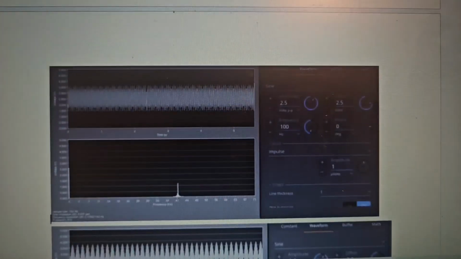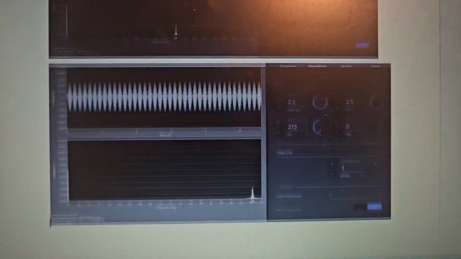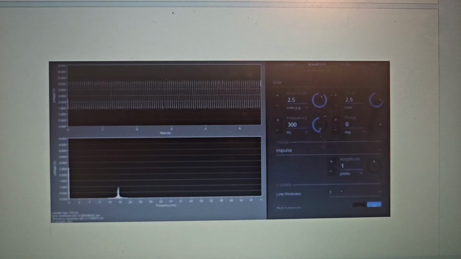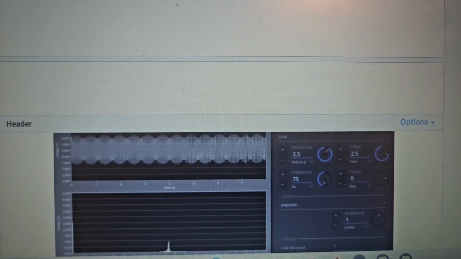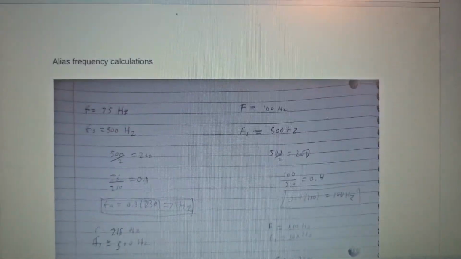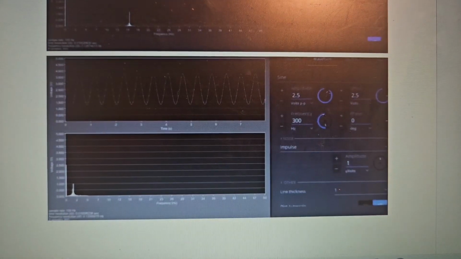At a sampling frequency of 142, we have 75, 100, 215, and 300. Finally, at a sampling frequency of 100, we have 75, 100, 215, 300.